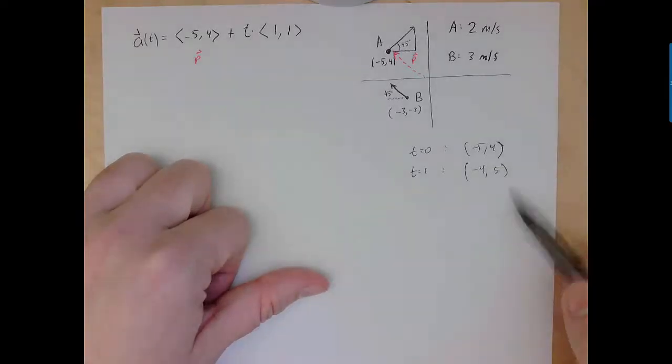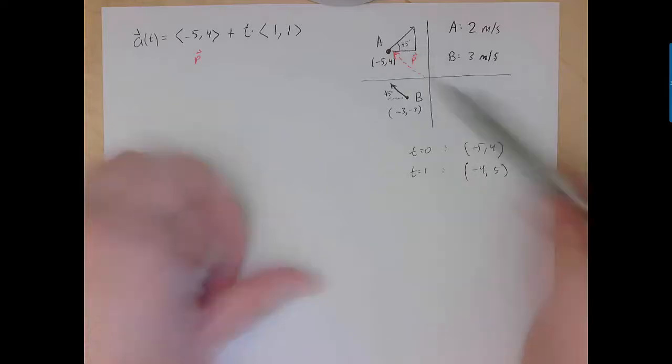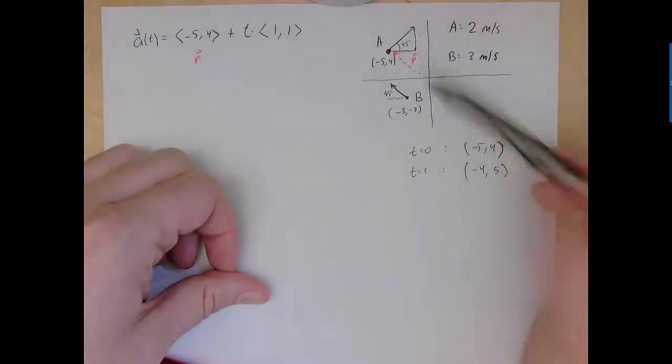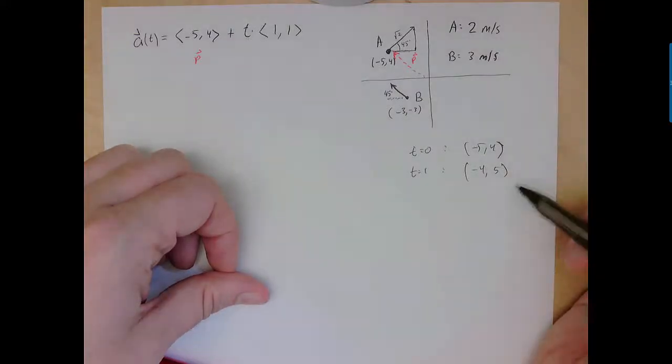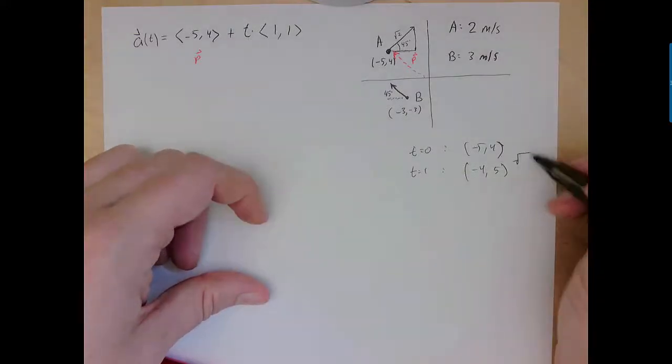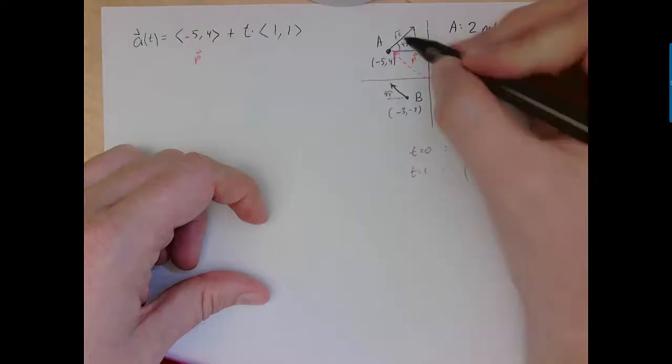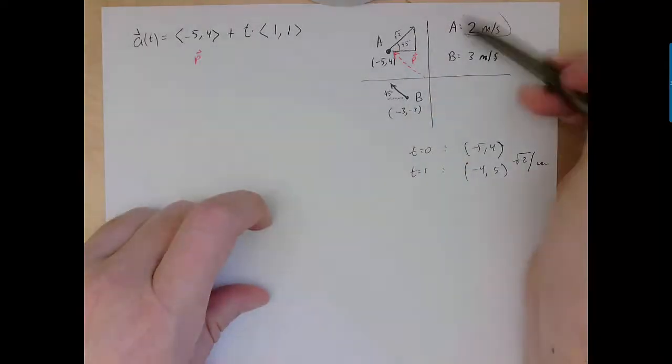Okay, how far did I go? Well, in that 1 second, I moved over 1 and up 1. So that's a distance of √2. And it took me 1 second to get there. So that's a speed of √2 meters per second. But I want to be going at 2 meters per second.